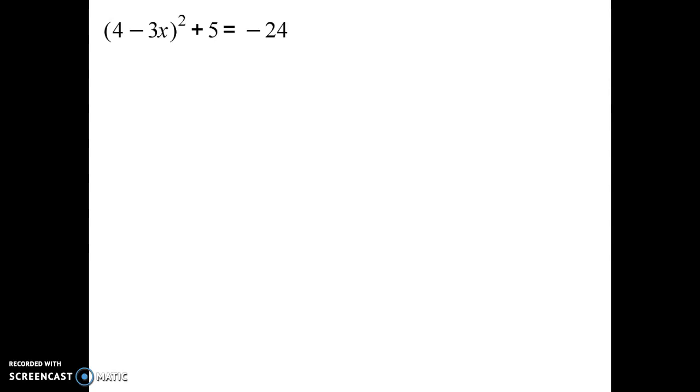All right, let's try this one. This one also looks a little bit more complicated, but my goal is the same. My goal is to isolate this squared thing. So before I take the square root of both sides, I have to move this. This 5 is not squared, so I have to move it away from the squared thing before I can do anything else. So let's subtract 5 from both sides.